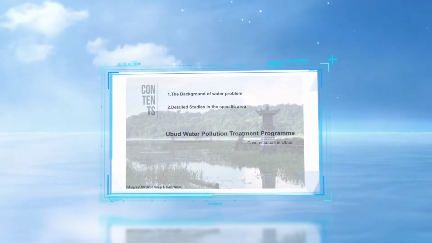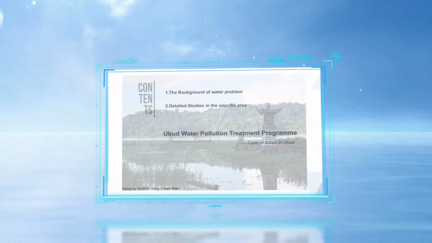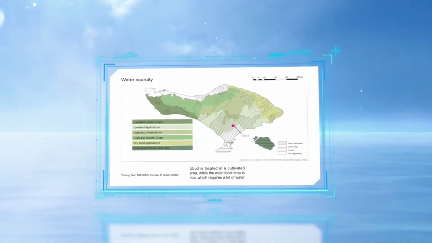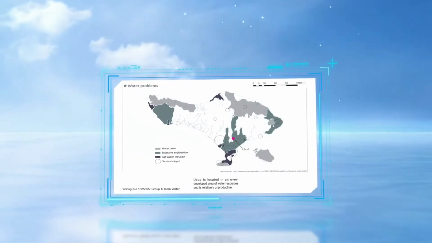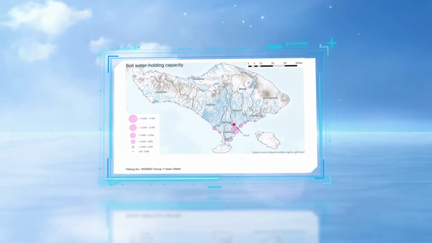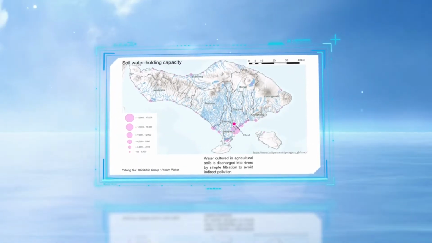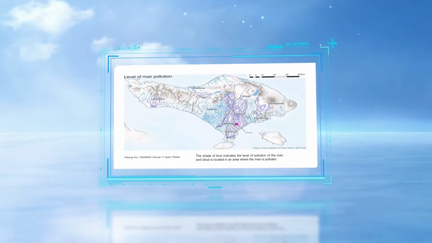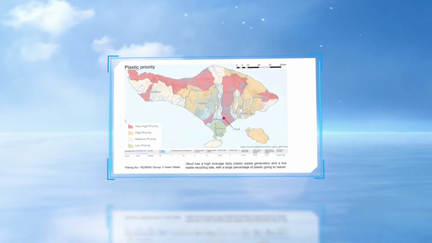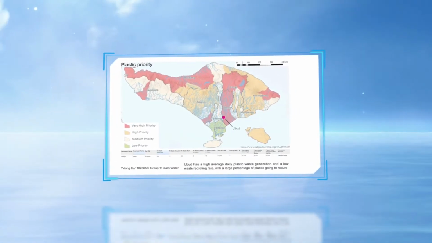In the first part, I introduce the Ubud water pollution treatment program, which uses the case of Subak in Ubud. The whole structure is divided into 3 parts. In the first part, the background of the water problem will be shown. Ubud is located in a coastal area which requires a lot of water. Meanwhile, water resources are relatively unproductive. Water flowing downstream through Ubud causes plastic pollution.